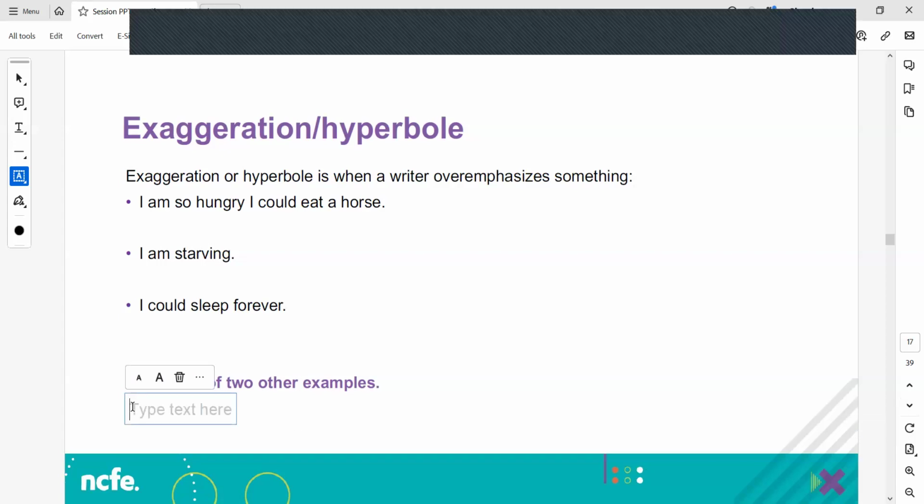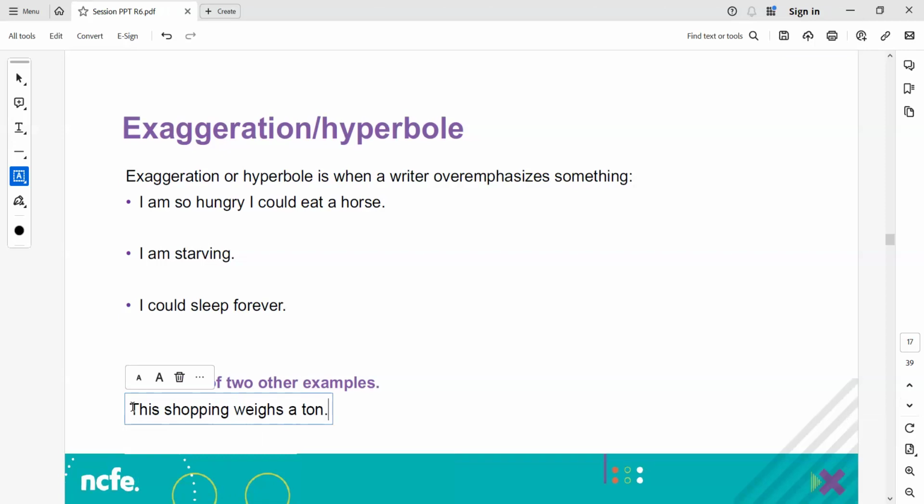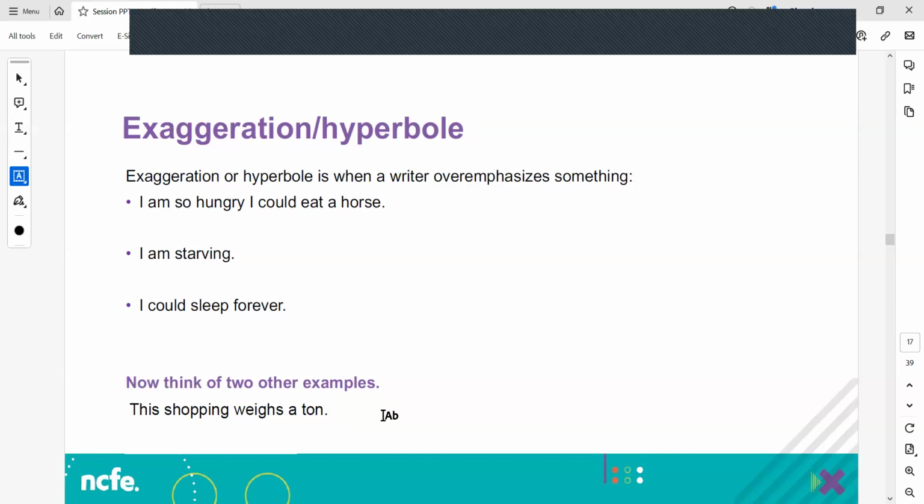Okay, so I'll start us off. So one example I thought of: this shopping weighs a ton. So the shopping doesn't weigh a ton, of course, but it's really heavy. So we've used that exaggeration for effect to show that it's really, really heavy.